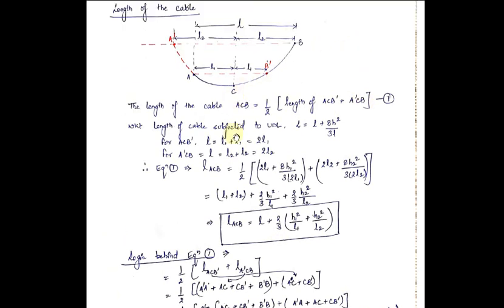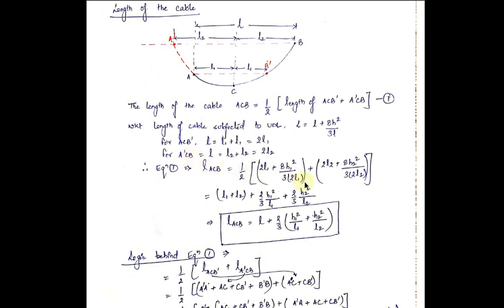Now we have already derived the formula of length of the cable subjected to UDL when the supports are at same level. For this part ACB dash, the supports are at same levels, so I can apply this formula. For part ACB dash, this L is equal to L1 plus L1, so you will get 2L1. For A dash CB, the total span is equal to L2 plus L2, so I can write L as 2L2 for A dash CB.